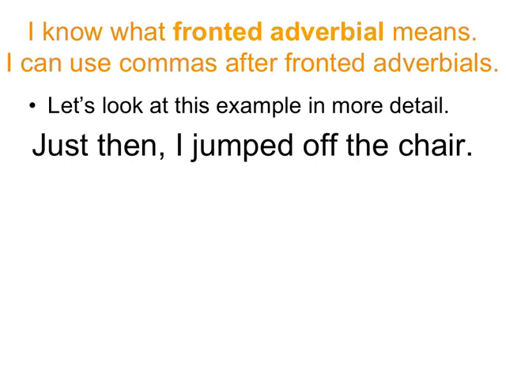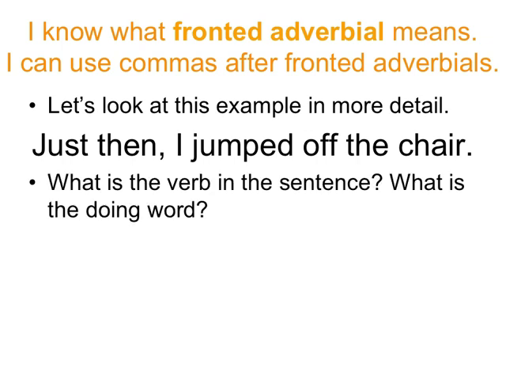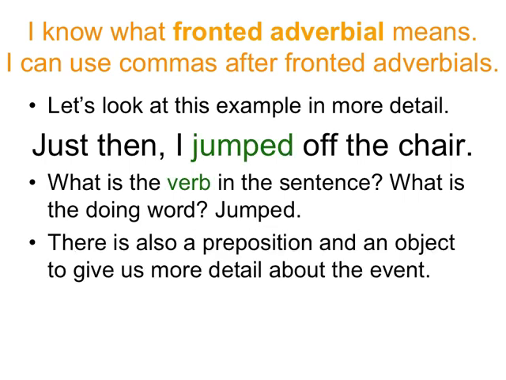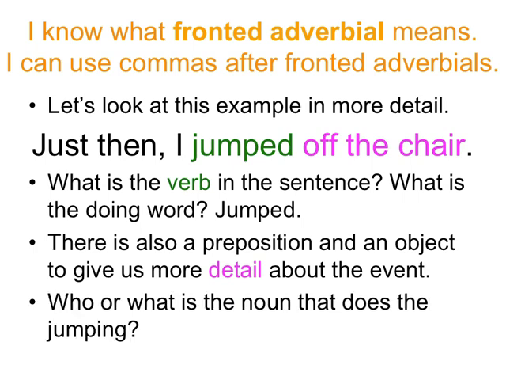We'll look at this example in more detail. Just then I jumped off the chair. What's the verb? What's the doing word here? What's actually happening? What's the action? If you imagine it in your head, what's the movement? There's also a preposition and an object that give us more detail about the event. Who or what is doing the jumping? What's the noun that's enacting the verb that the verb belongs to?